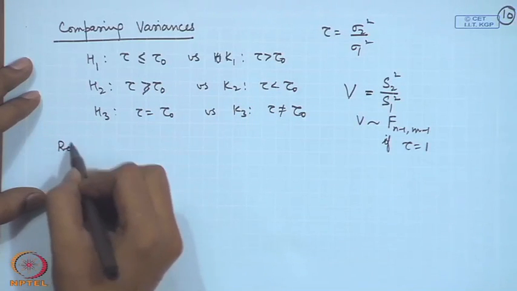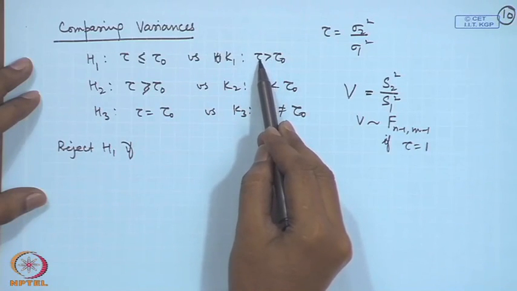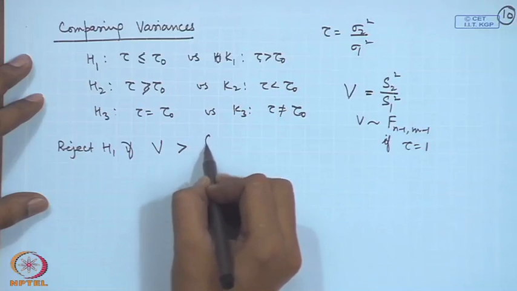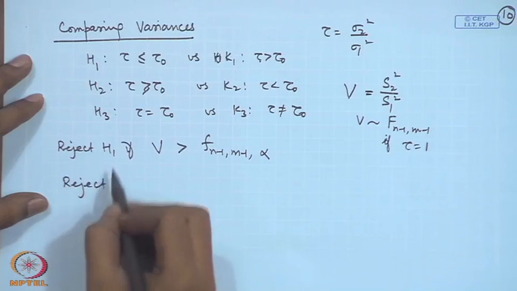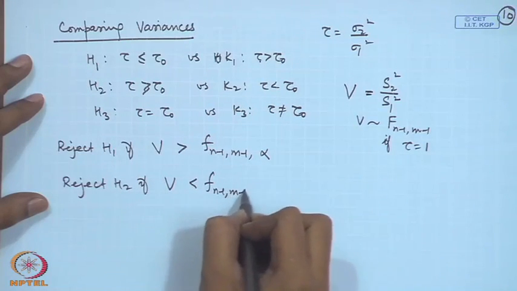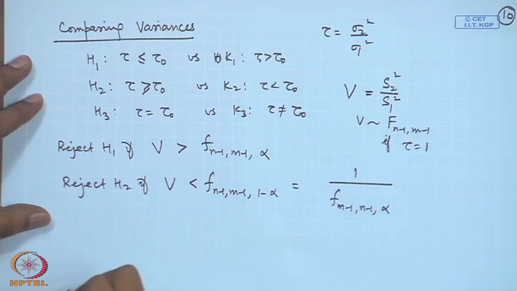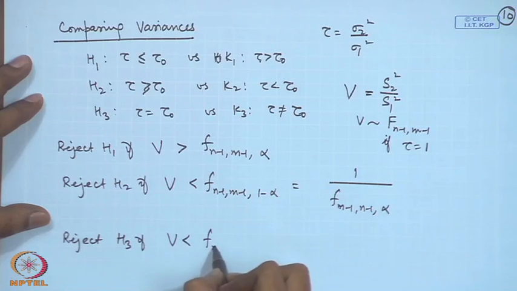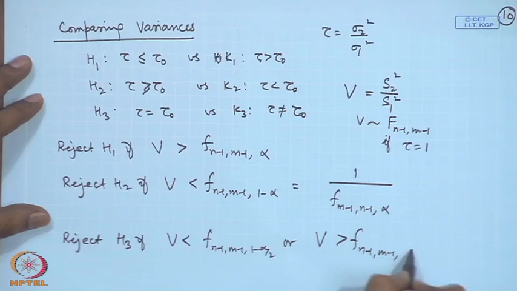In the first case, reject H 1 if, you can see here, you have to reject for large values of tau. So, large values of tau will correspond to large values of V. So, if V is greater than F n minus 1, m minus 1, alpha. In the second case, reject H 2 if V is less than F n minus 1, m minus 1, 1 minus alpha, which is of course equal to 1 by F m minus 1, n minus 1, alpha. In the third case, it will be a two-sided region: V less than F n minus 1, m minus 1, 1 minus alpha by 2, or V greater than F n minus 1, m minus 1, alpha by 2.